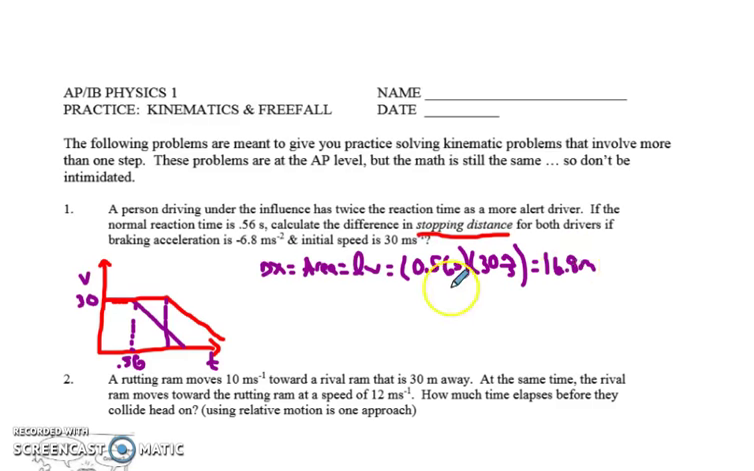Now what you could do is figure out the area for both of these shapes, the purple shape and also the red shape, and then subtract them. But at the heart of it, it's really just this extra rectangle where the person that's under the influence is taking longer to react.